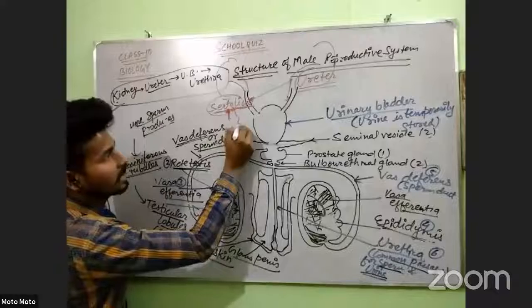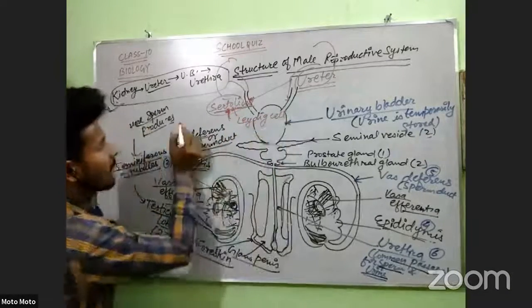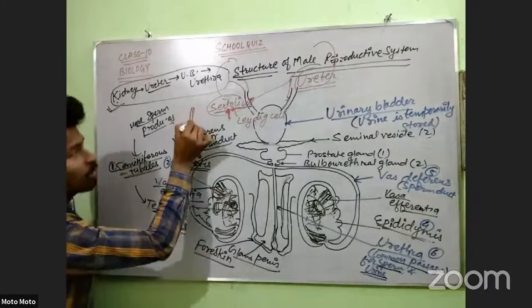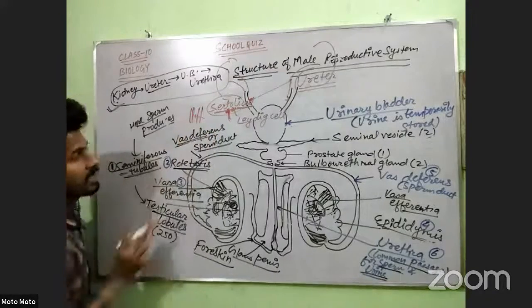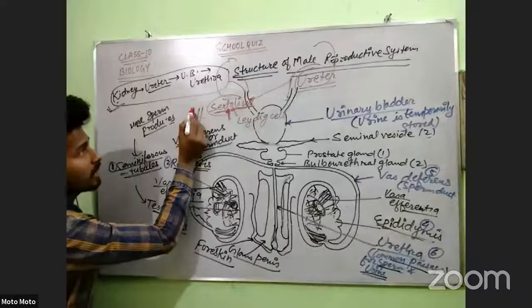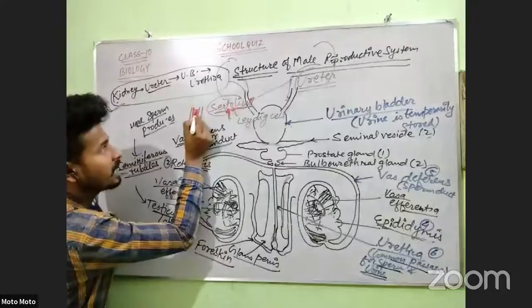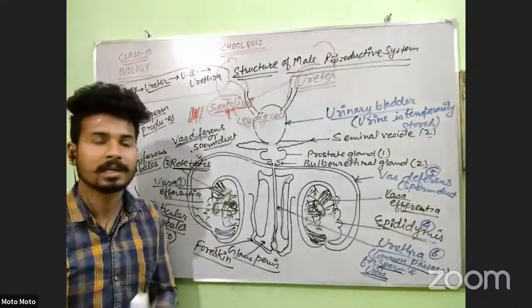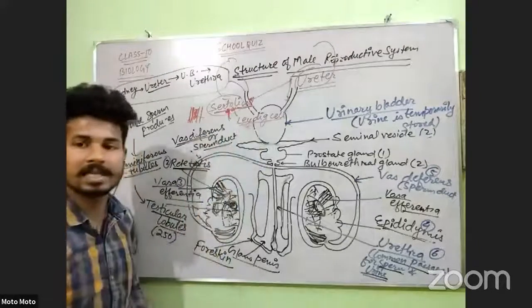So we can write here that one more cell is there, the Leydig cell. As we can see, this is one seminiferous tubule and this is another seminiferous tubule. In between them a gap is present. This is the duct of one and this is the duct of the other, and here a gap is present. In this gap a cell is present, and that cell is named the Leydig cell. The cell present between two tubules is named the Leydig cell.